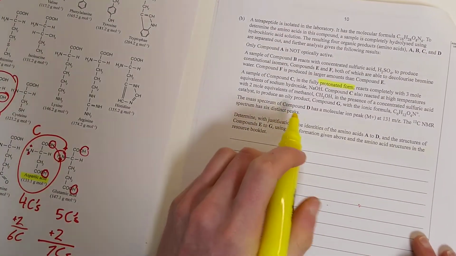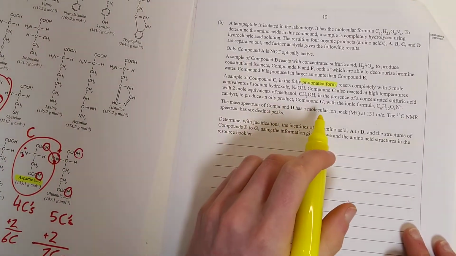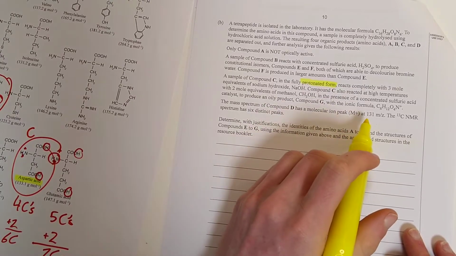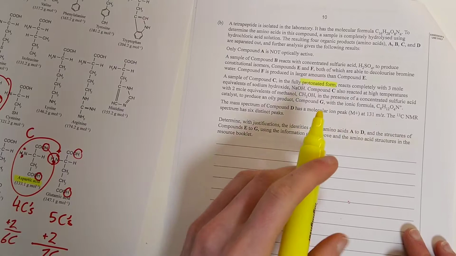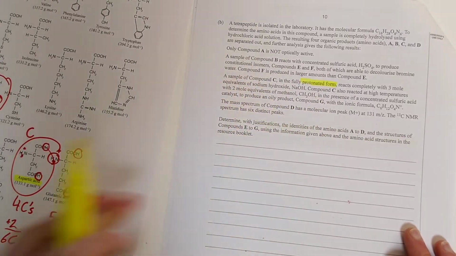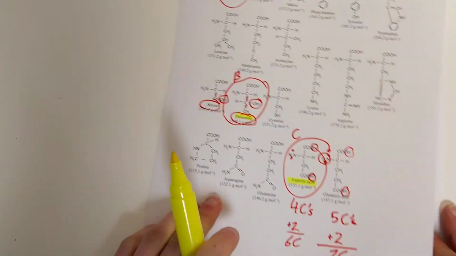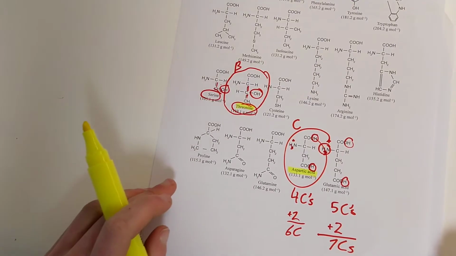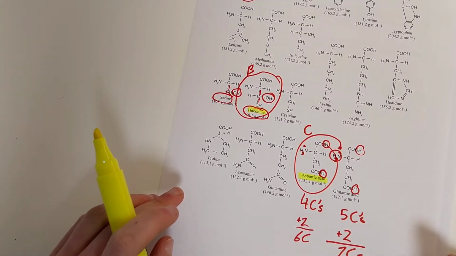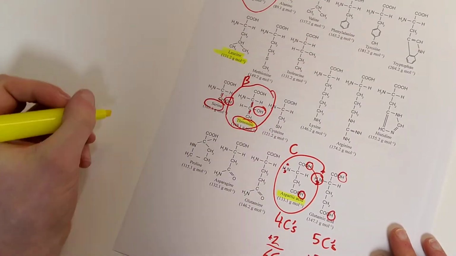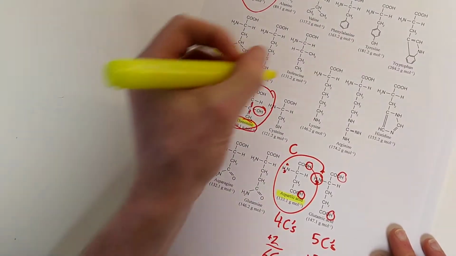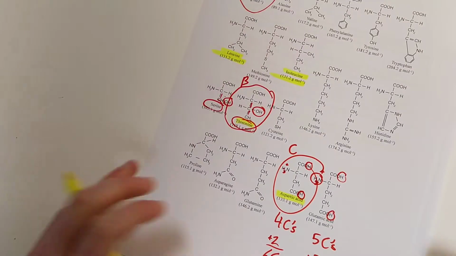The mass spectrum of compound D has a molecular ion peak at 131. That means the mass of compound D is also 131. So we're looking for an amino acid with a mass of 131 grams per mole. And there are 2 options right there that I see. I have leucine here, with a mass pretty close to 131, and isoleucine as well. So we have 2 options once again. We need to narrow it down. Let's see what else we are given.